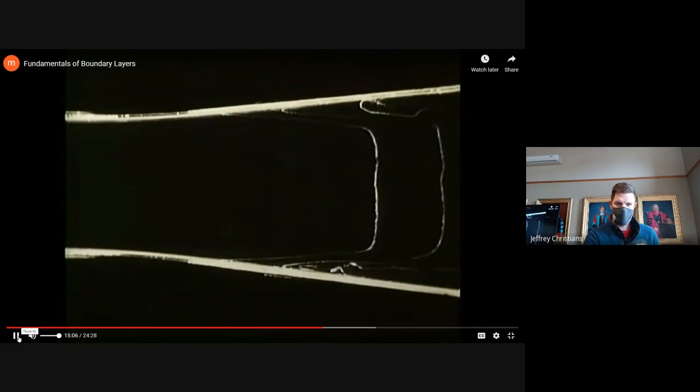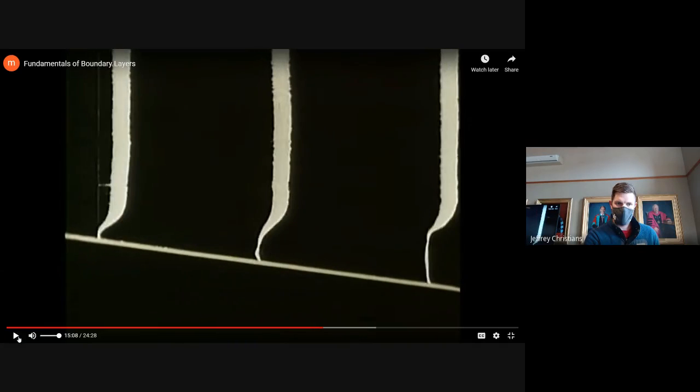Here is the point of separation of the laminar boundary. So you can look at the separation point, you can see the velocity at that first layer. Right at the wall, the bubbles don't move at all. There's no velocity. This part is straight up and down.